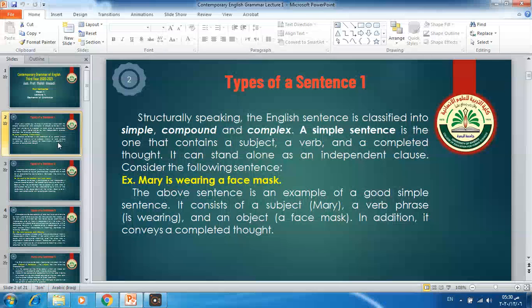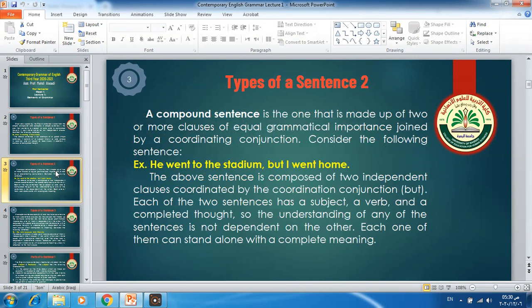It consists of a subject, Mary, and a verb phrase, is wearing, and an object, a face mask. In addition, it conveys a completed thought. A compound sentence is the one that is made of two or more clauses of equal grammatical importance. These clauses are joined by a coordinating conjunction.